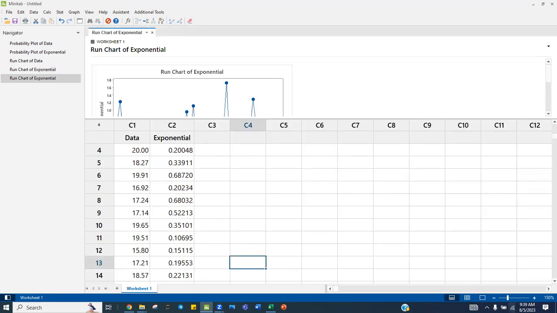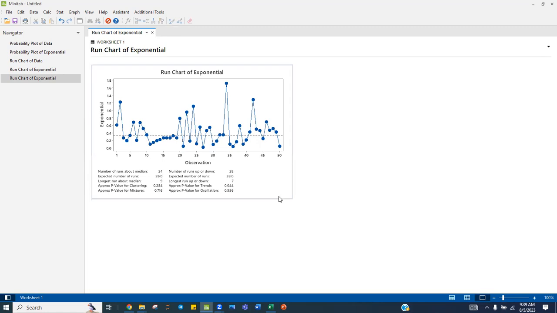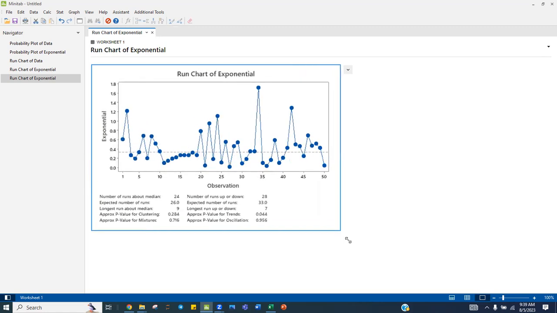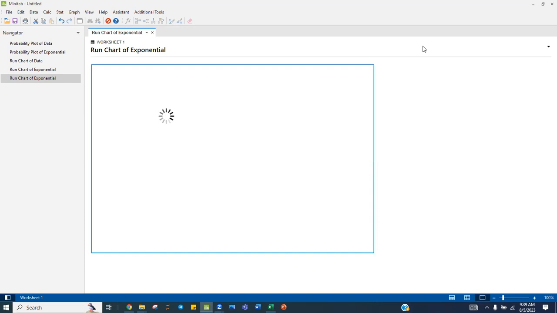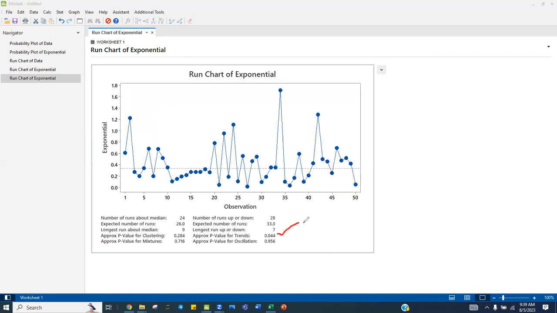You can clearly see now that the p-value of the trend has come down to less than 0.05. At this particular point, the data is showing a specific trend, continuously in increasing order. That's why the p-value is less than 0.05. This is the way we identify a special cause of variation with respect to mixture, oscillation, cluster, or trend in any set of data with the help of the run chart.